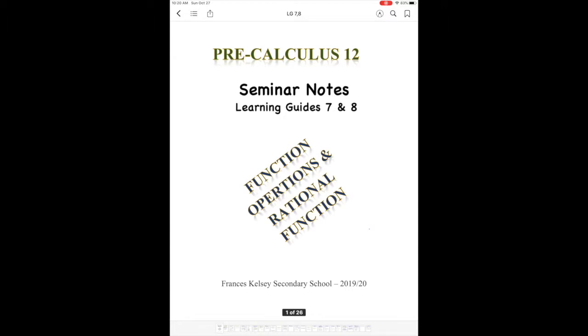We are back now again here doing some more seminars with Mr. Abbott, and we are now on Learning Guide 7 in Pre-Calc 12. In Learning Guide 7 we are going to look at function operations, and then in Learning Guide 8 we'll look at some rational functions.